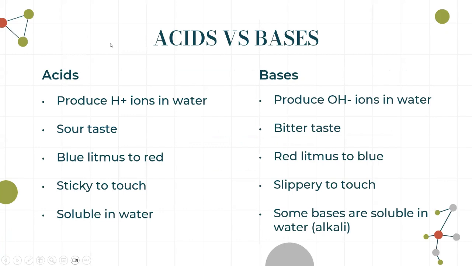Then we have the reaction of acids in contact with litmus paper. It changes blue litmus to red, and bases turn red litmus to blue. Acids are sticky to touch, and bases are slippery to touch. For example, when you touch soap, that they are basic in nature, and it is slippery to touch, right? And then we have acids, which are soluble in water. Bases are also soluble in water, but only some of them are soluble in water, and they're known as alkali.